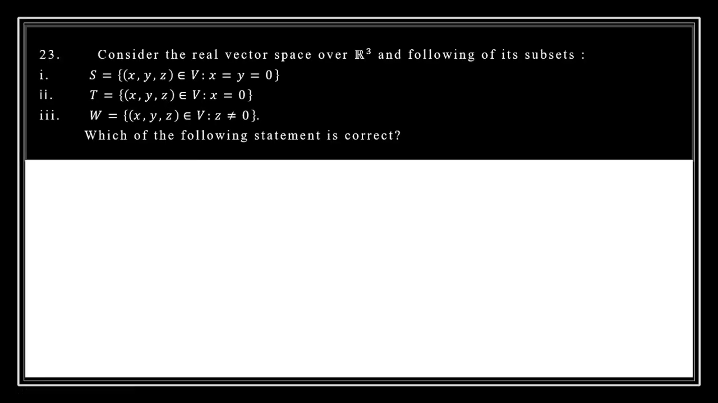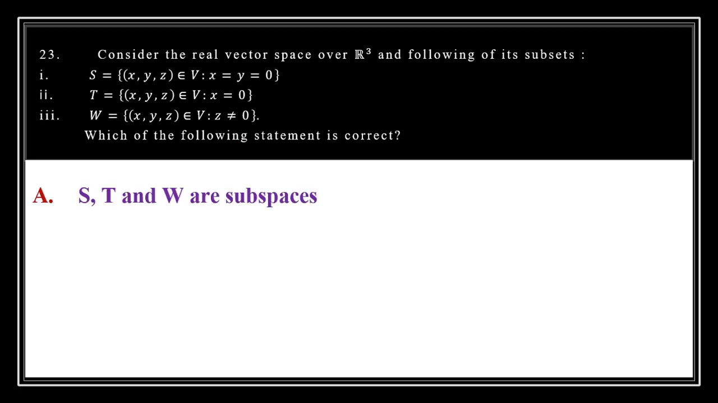Question 23. Consider the real vector space V = R3 and the following of its subsets. S is equal to the set of all triplets (x, y, z) belonging to V, where x is equal to y is equal to 0. Second, T is equal to the set of all (x, y, z) belonging to V, where x is equal to 0. Third, W is equal to the set of all (x, y, z) belonging to V, where z is not equal to 0. Which of the following statements is correct?